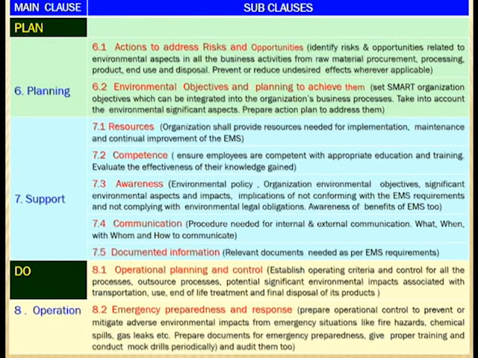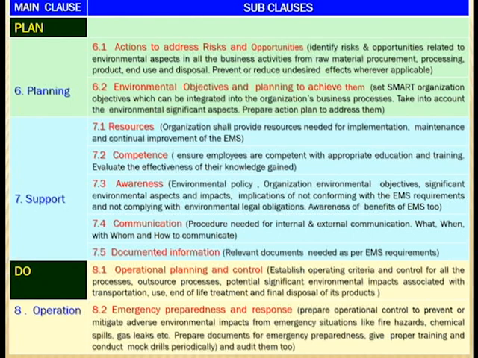7.5 is about documented information, that is how EMS documents are to be prepared, what are the relevant documents and records to be maintained as per EMS requirements, and proper identification for easy retrieval, etc. Documents can be in digital form also.